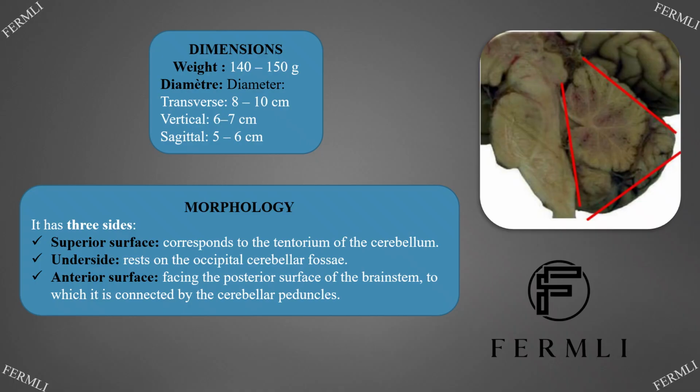The superior surface corresponds to the tentorium of the cerebellum. The underside rests on the occipital cerebellar fossae. The anterior surface faces the posterior surface of the brainstem, to which it is connected by the cerebellar peduncles.